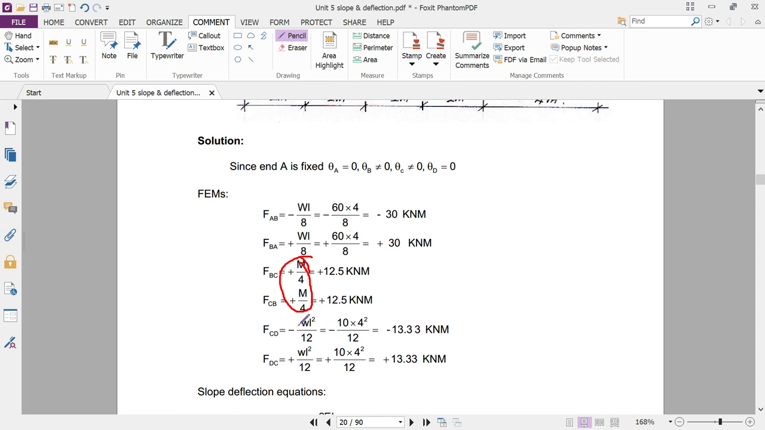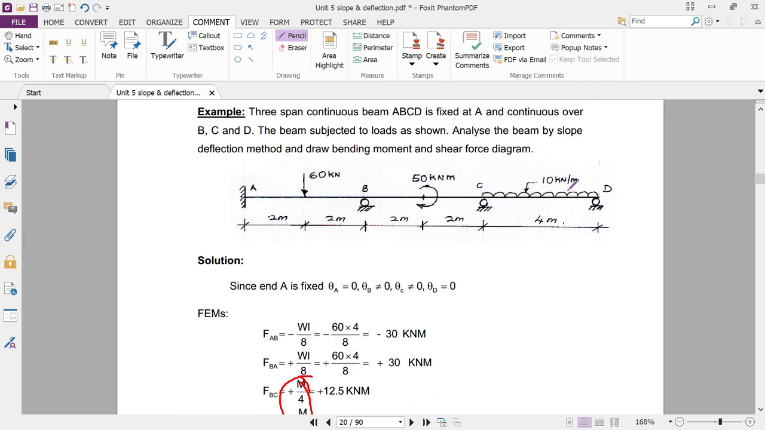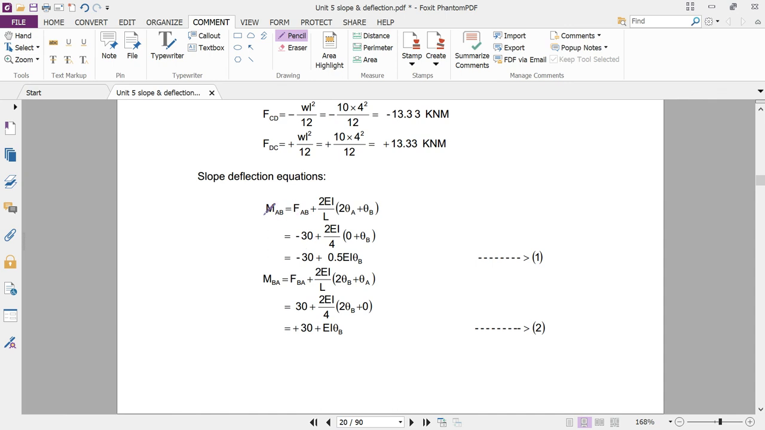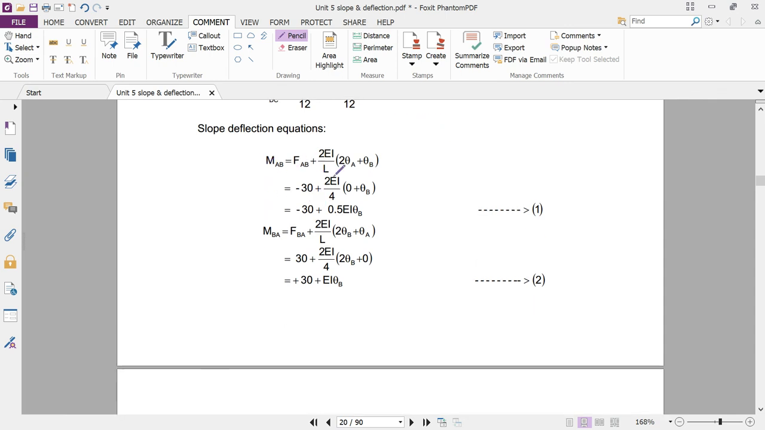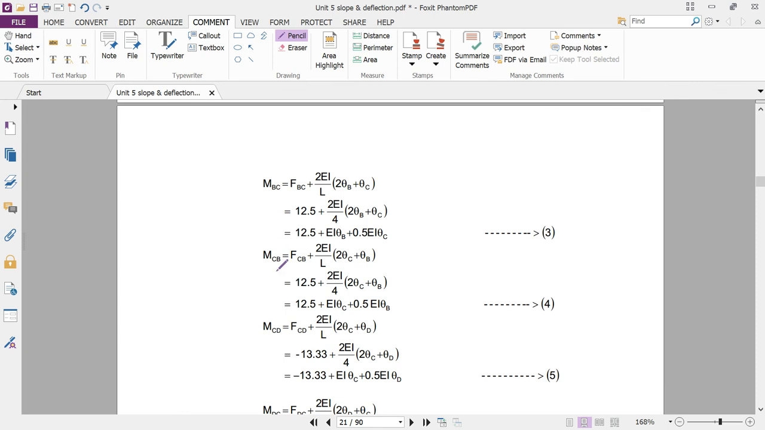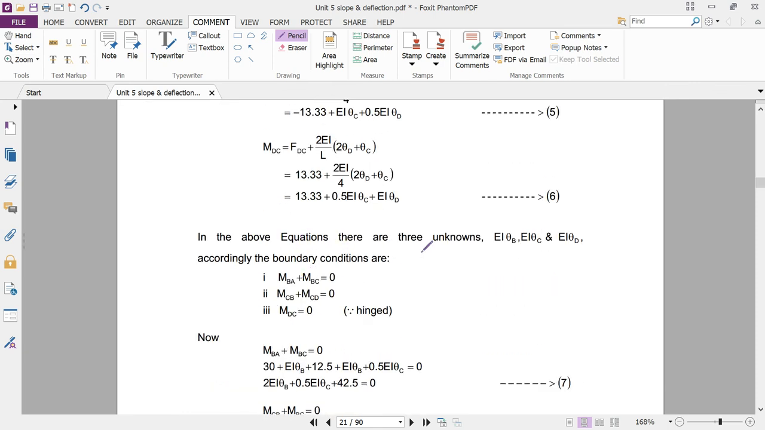Now the fixed end moments of CD and DC: it is a UDL, so the formula is WL square by 12, minus and plus. We know the slope deflection equation very well. We put all these values and generate equations 1 and 2, then similarly for BC and CB, and CD and DC. Again the 3 unknowns are there, so 3 equilibrium conditions will be found.